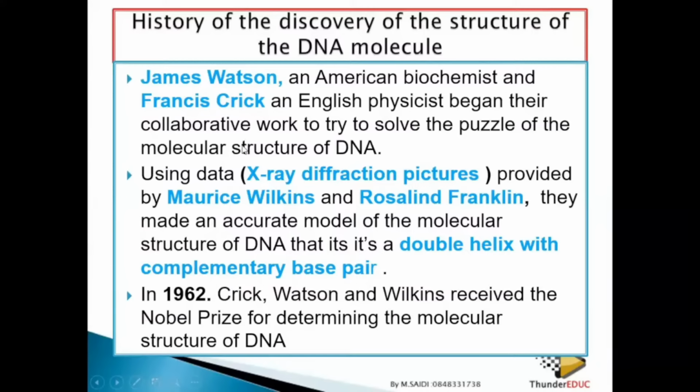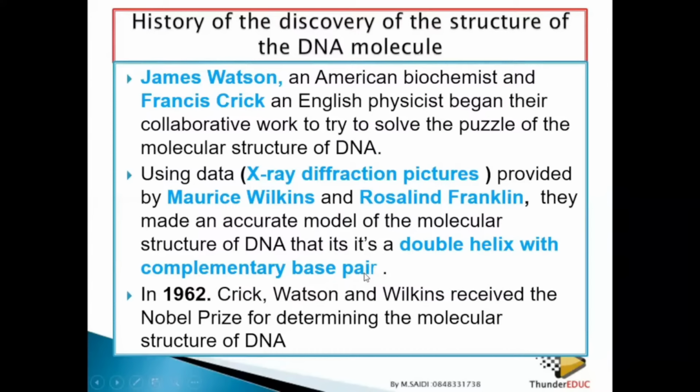Let me just repeat. James Watson and Francis Crick were working together to find out the molecular structure of DNA. Rosalind Franklin and Maurice Wilkins were also working together. They found the structure of DNA using the X-ray diffraction picture. This was taken by Maurice Wilkins to James Watson and Francis Crick, who used it to discover that DNA is a double helix with complementary base pairs.